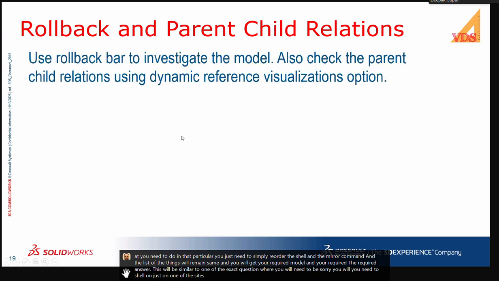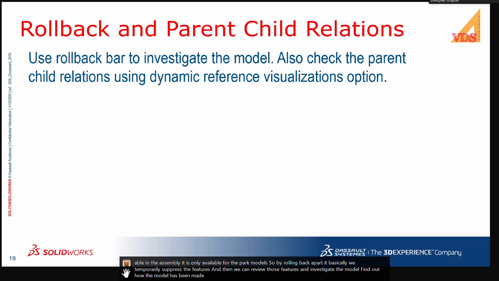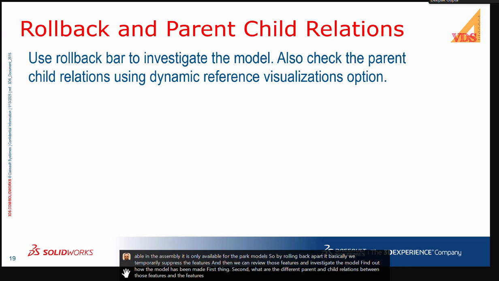We got a rollback bar in the models. Unfortunately, it is not available in the assembly. It is only available for the part models. By rolling back a part, we temporarily suppress the features, and then we can review those features and investigate the model to find out how the model has been made. Second, what are the different parent and child relations between those features and the features which are above them or which are below them.